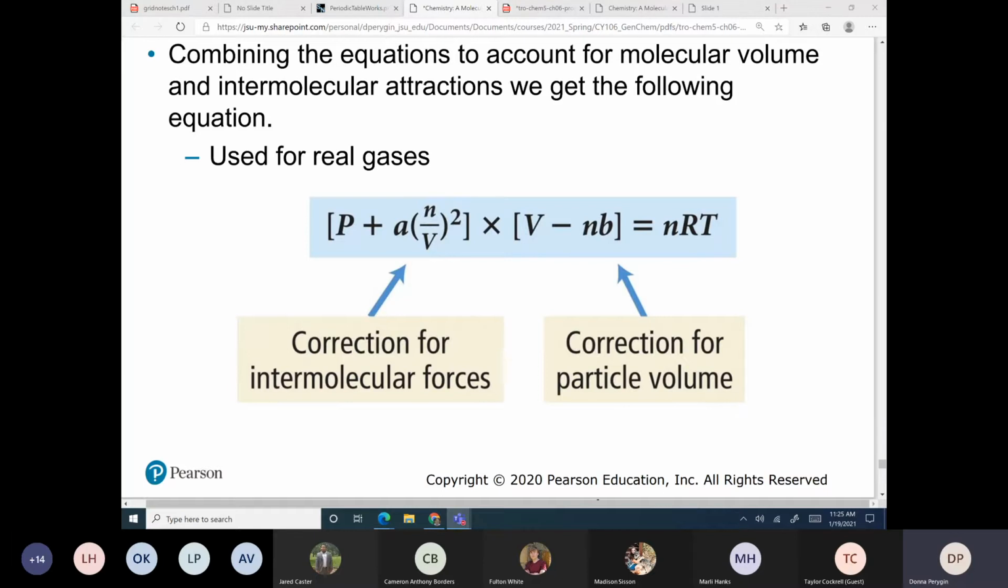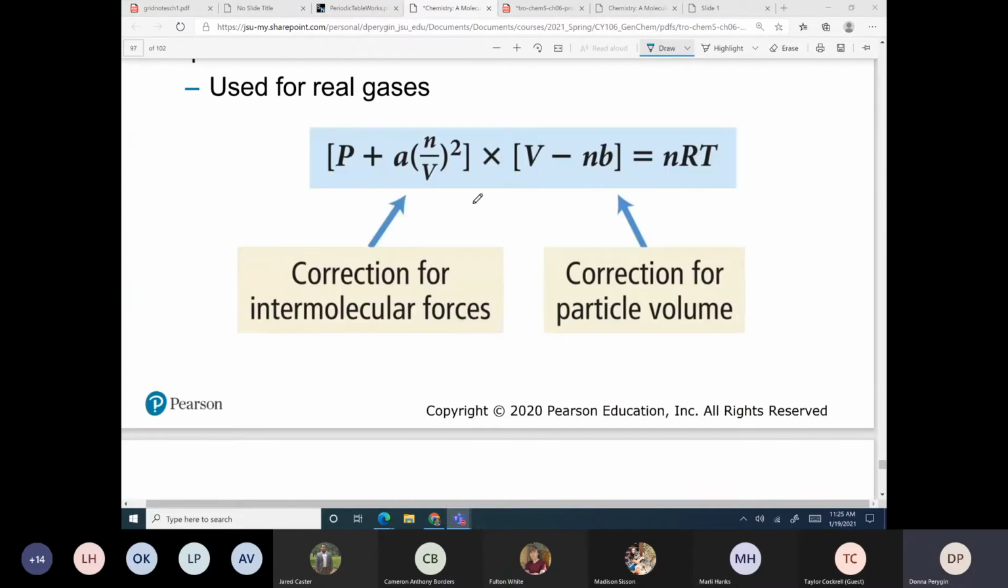lower temperature. Okay, I gotta admit somebody here. See the person? Did the person get admitted? I don't know. I don't know.